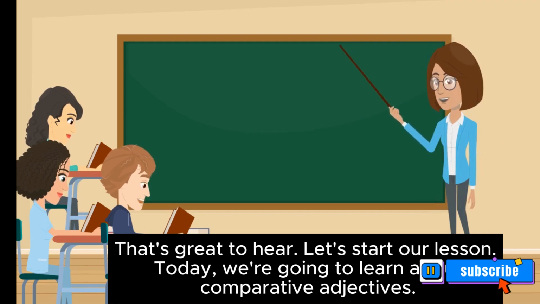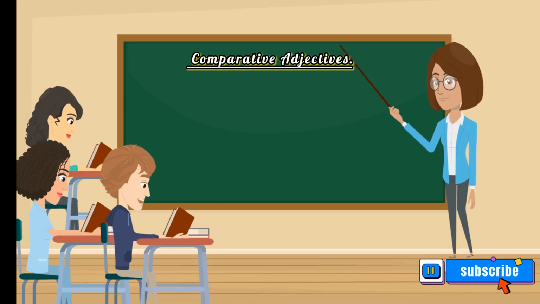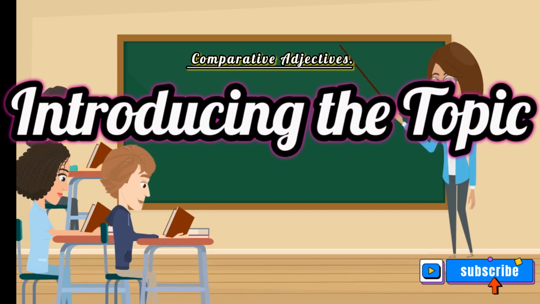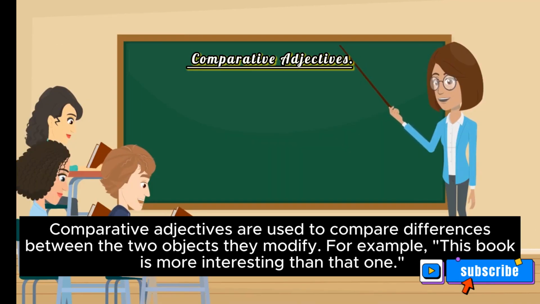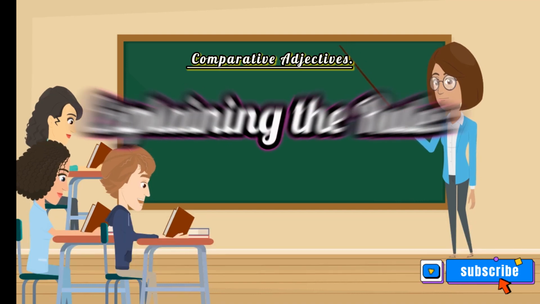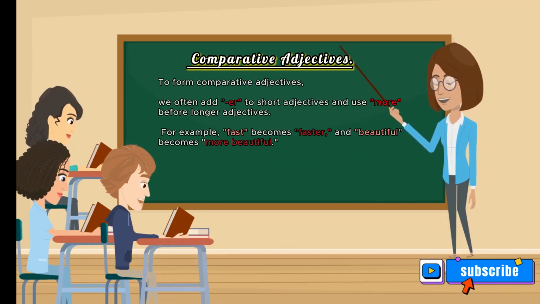Let's start our lesson. Today we're going to learn about comparative adjectives. Comparative adjectives are used to compare differences between the two objects they modify. For example, this book is more interesting than that one. To form comparative adjectives, we often add -er to short adjectives and use more before longer adjectives. For example, fast becomes faster, and beautiful becomes more beautiful.